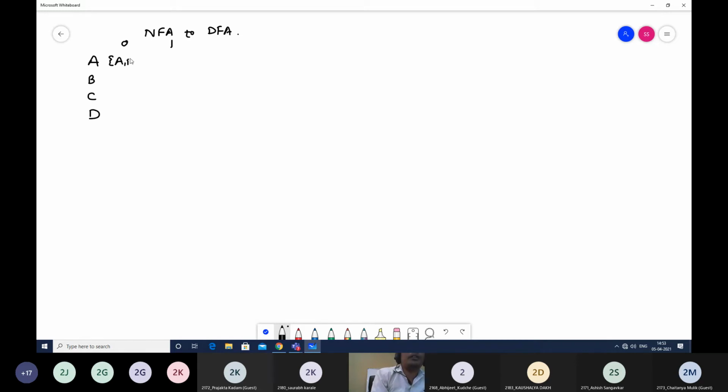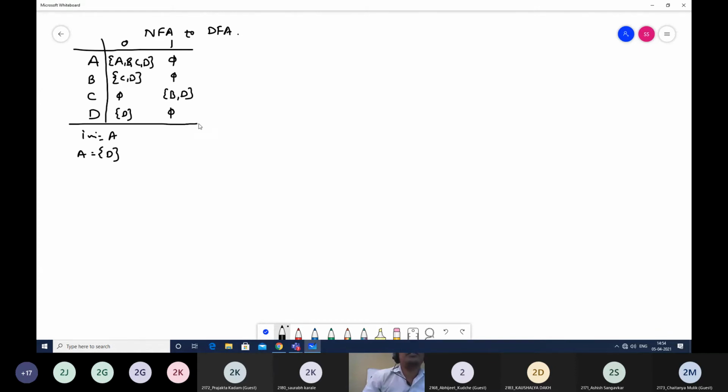So this was ABCD. B0 was C comma D. B1 is phi. C comma 0 is phi. C comma 1 is B comma D. D0 is D. And this is phi. Here our initial state is A and our accepting state is D in this problem. Now we need to convert this into DFA.